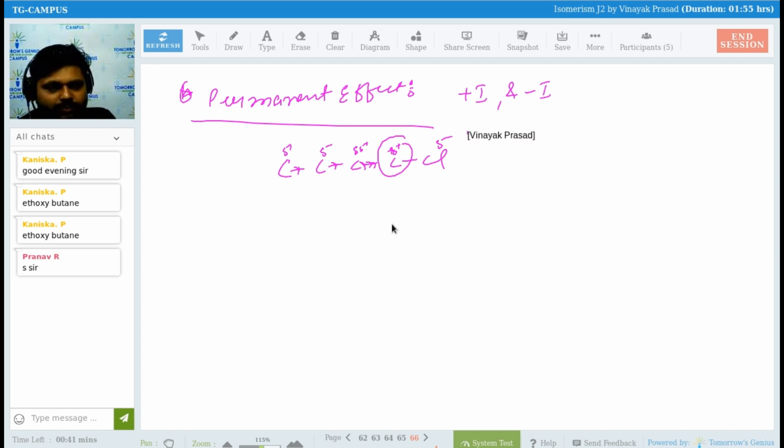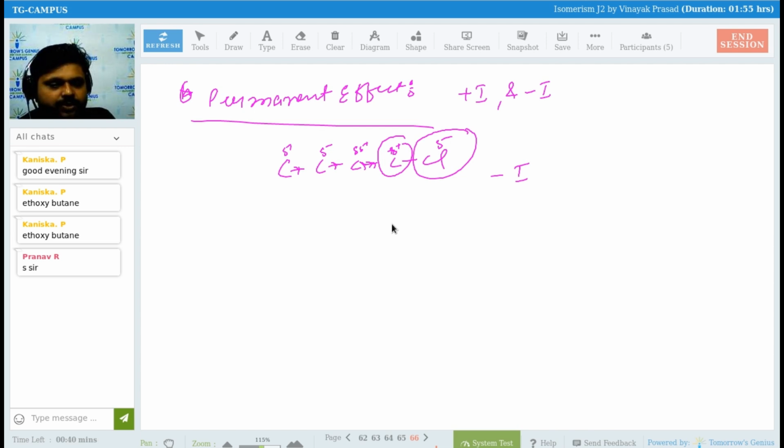Is it okay? So this is an electron withdrawing group. If this is an electron withdrawing group, it will pull the electron from the adjacent carbon. Any doubt? So if an electron withdrawing group is there, then it will be the minus I effect. Is it okay, everyone? If an electron withdrawing group is at the end of the chain, it will try to withdraw the electron, so that is known as the electron withdrawing group, or the minus I effect. Is it okay?